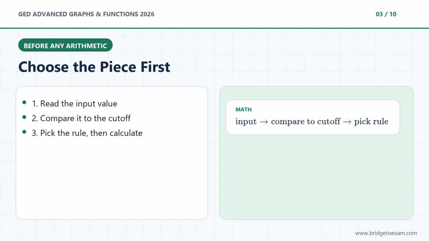Here is the golden rule for piecewise problems. Choose the correct piece before you do any arithmetic. Look at your input, compare it to the cutoff, and select the matching rule. Only after you have chosen the right piece do you substitute and calculate. Choosing first prevents almost every piecewise mistake.